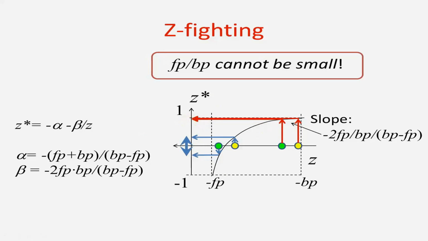As a conclusion, as the slope of this hyperbolic function can be expressed in this way, never specify front clipping and back clipping distances in a way that the ratio of FP and BP is too small, because that will result in strong numerical inaccuracies. And on the image we will see it as objects that are otherwise occluded showing up on the screen. The phenomenon is called z-fighting.